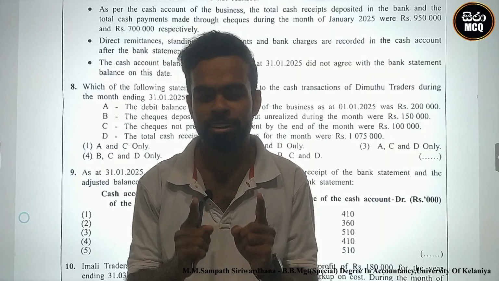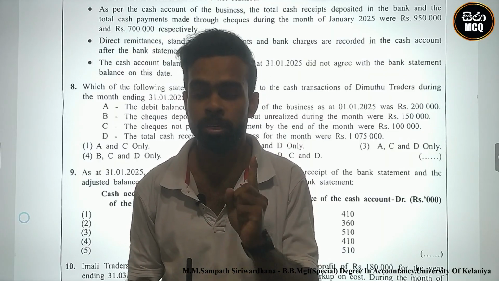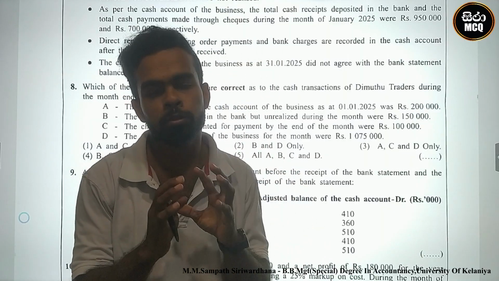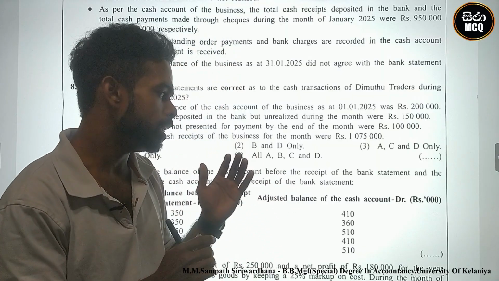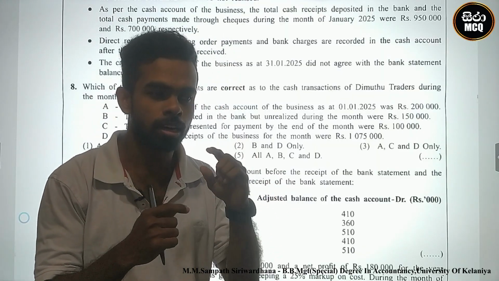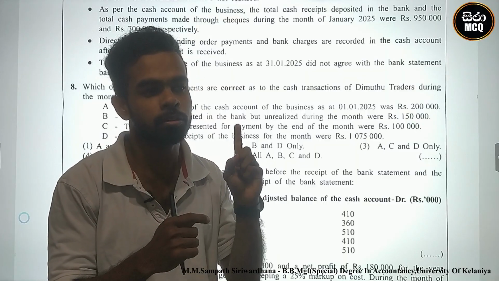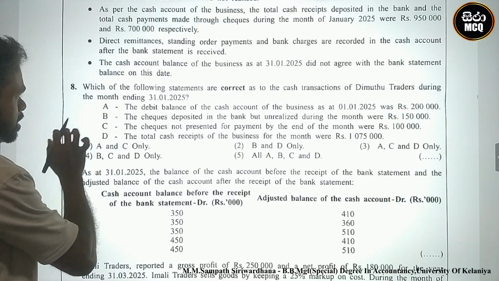Today we discuss the Advanced Level accounting paper 2025, question number 8. Question number 8 and question number 9 are related to one piece of information. Therefore, I prepared some answer schedules to find the answers to question number 8 and question number 9. Look here, what is question number 8?